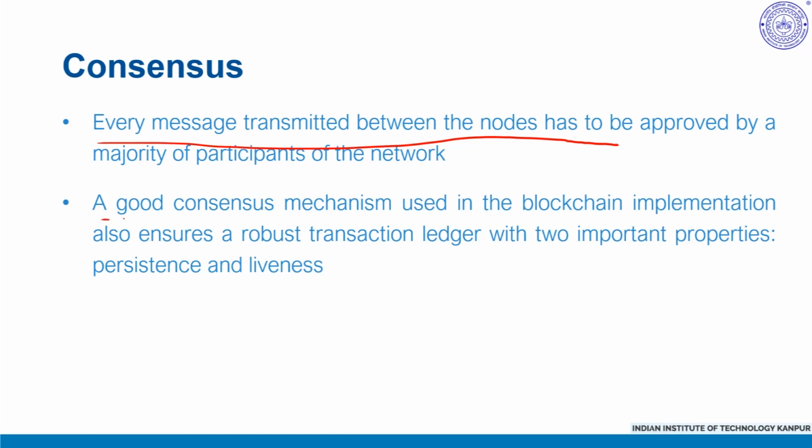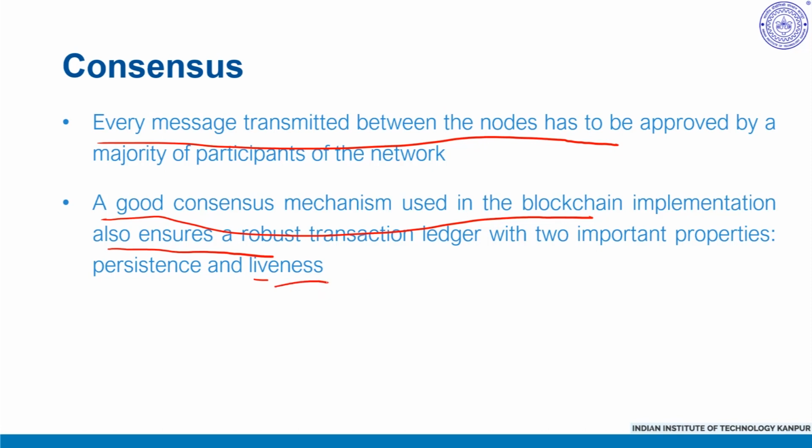So a good consensus mechanism used in a blockchain implementation also ensures a robust transaction ledger with two important properties: persistence and liveness. Persistence guarantees a consistent response from the system regarding the state of a transaction. For example, if one node on the network states that a transaction is in the stable state, then the other nodes on the network should also report it as stable if queried and responding honestly.